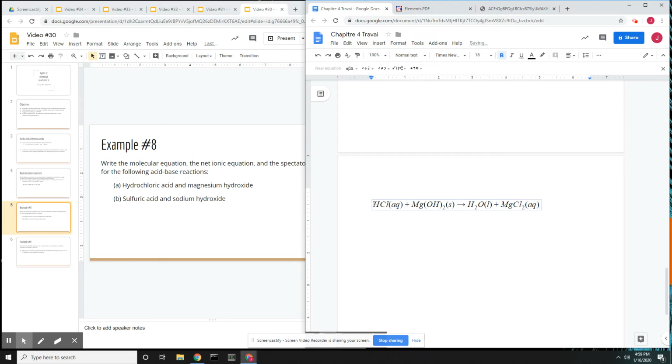Just need to balance this equation. And then I happen to have the net ionic equation copied because I knew I would need it twice. And then the spectator ions are pretty much the things that are not H+ or OH-. While it is possible for a solid to form, it's really, really unlikely.